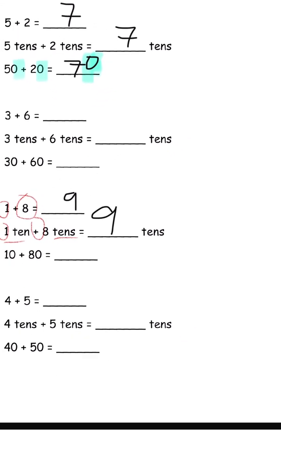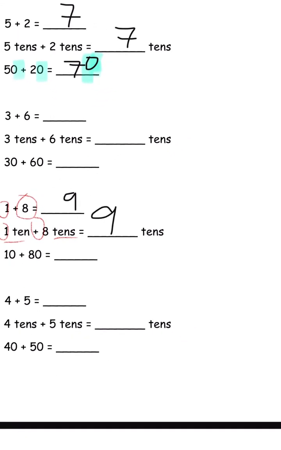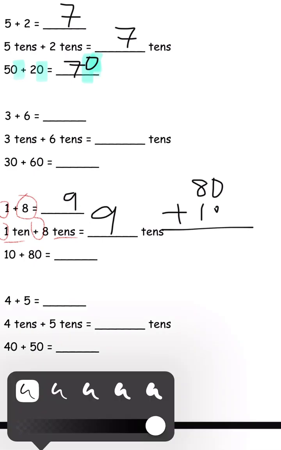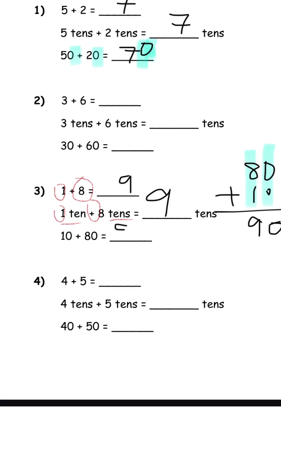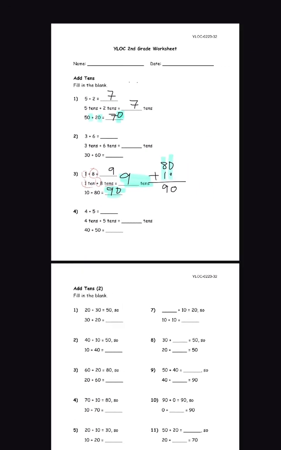And to check it, we can do 80 plus 10. We're going to write the greater number on top just to make it easier. So 0 plus 0, that's 0. And 8 plus 1 is 9. So what we get is 90, right? And here when we look at it, we can see that 9 tens is the same thing as 90.